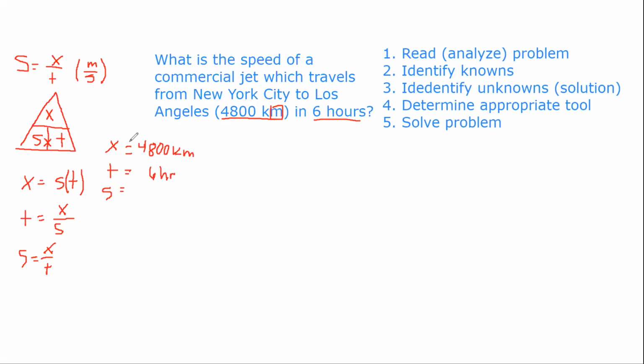Well, let's look. We've got a change of position here, our distance, and a change in time here, 6 hours. It's asking us to solve for, it wants to know what the speed is. So that's our question mark. That's our unknown, so that's what we're going to be solving for. Let's reach for an equation that solves for speed.